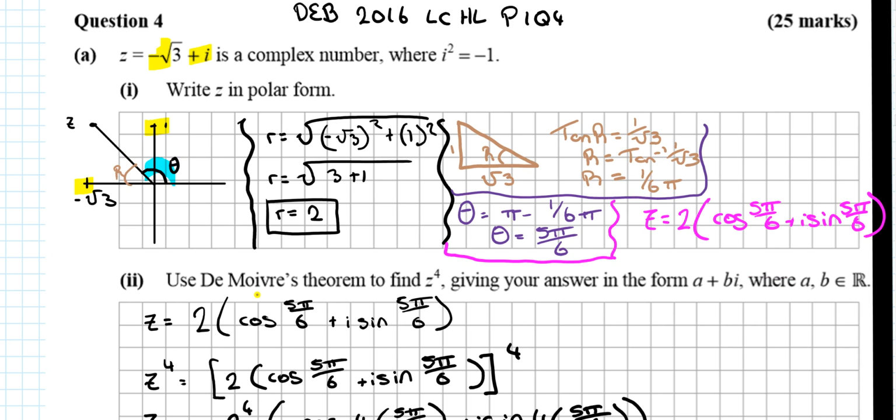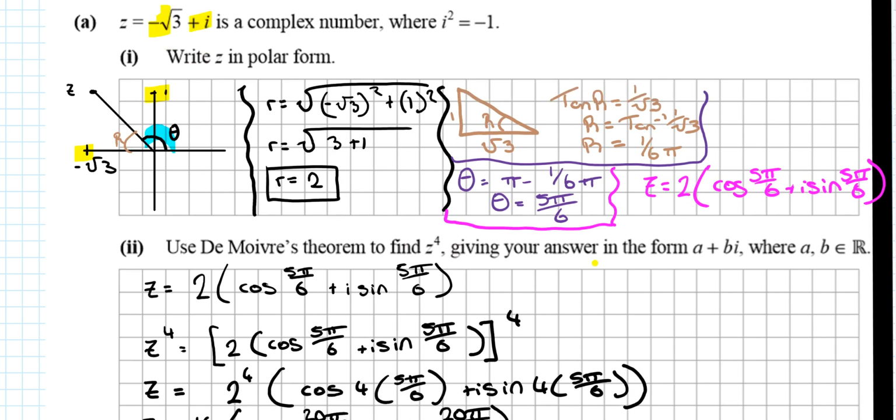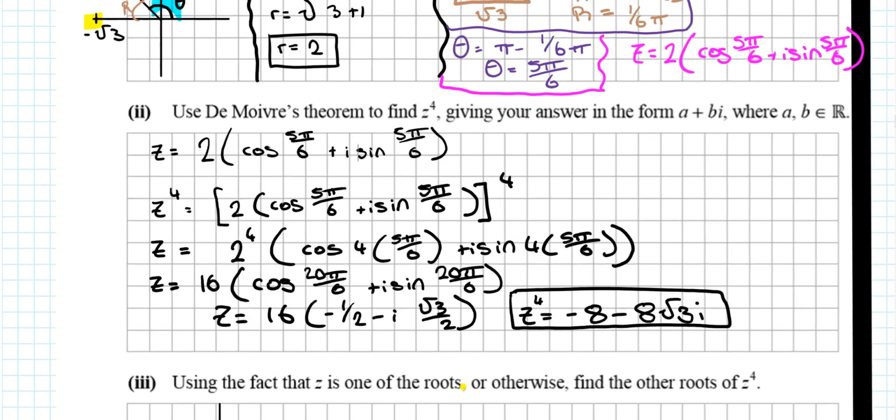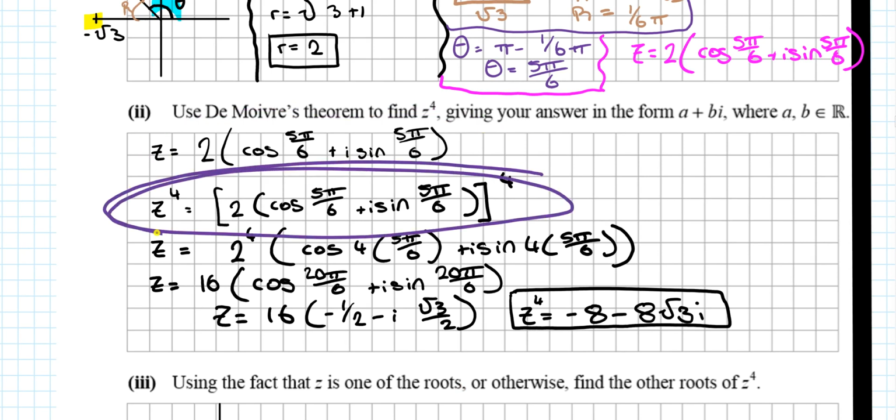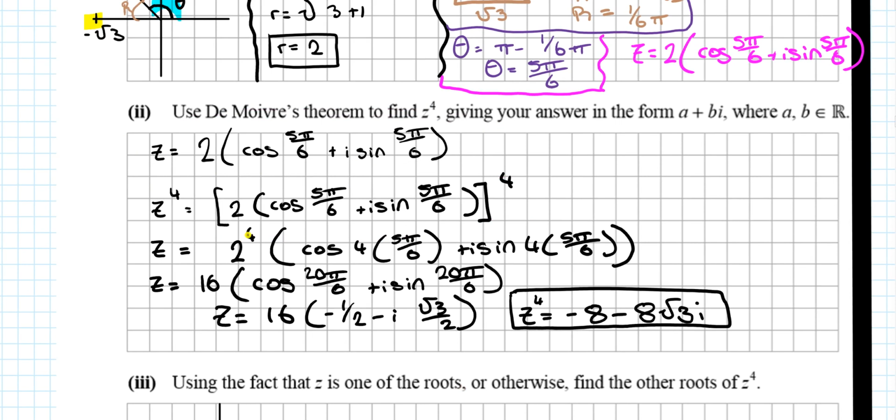Use De Moivre's theorem to find z to the power of 4. Okay, so it's just z to the power of 4 that we want to find. This is pretty easy. If we know z is this, and we have to use De Moivre's theorem, we're going to put both sides to the power of 4. And then De Moivre's theorem says that it's the modulus to the power and the argument times the power. So 4 times 5 pi over 6 is 20 pi over 6. Stick that into your calculator, making sure your calculator is in radians.